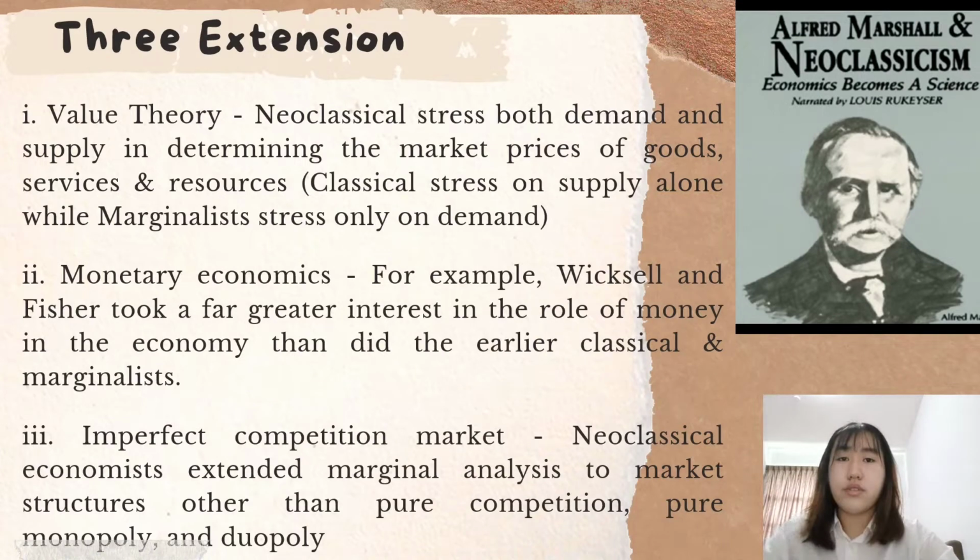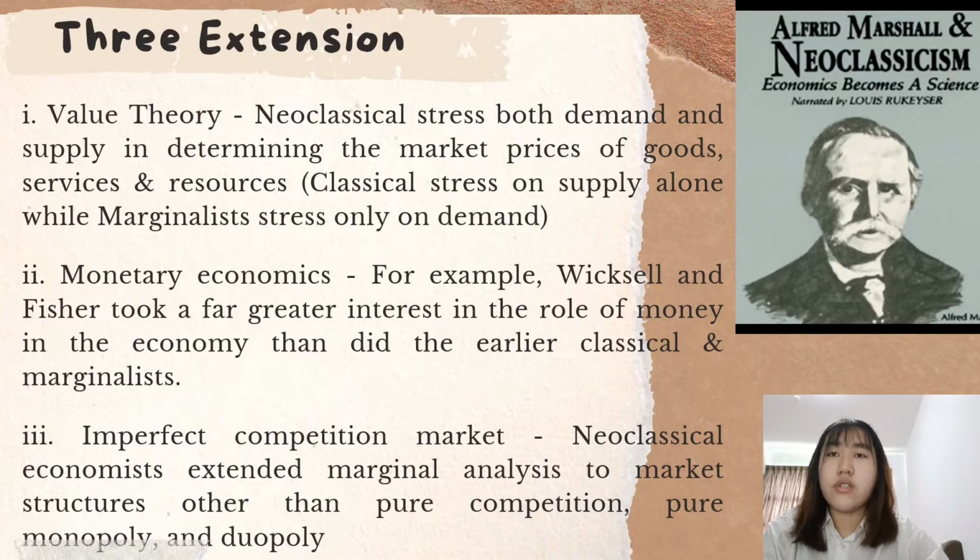The 3 extensions of economy analyzed by the Neoclassical school as compared to the classical and marginalist schools are value theory, monetary economy, and imperfect competition markets. The first one, value theory: the Neoclassicals stress both demand and supply in determining the market price of goods, services, and resources. For the classicals, they stress supply to determine the market price. For the marginalist school, they use demand to determine the market price.